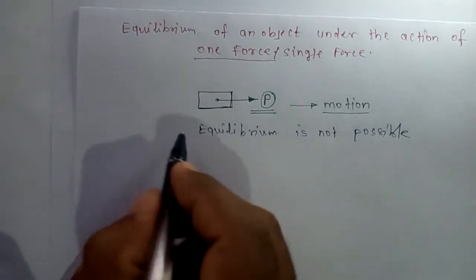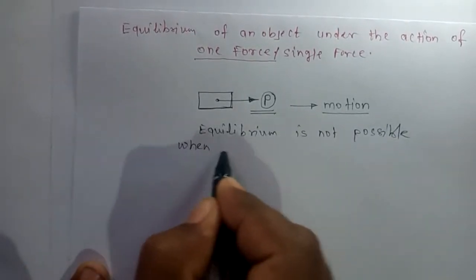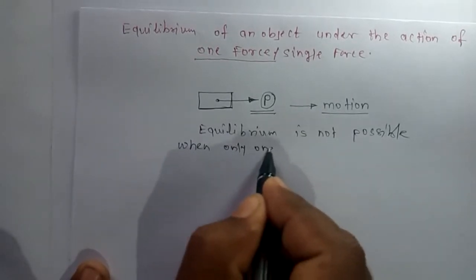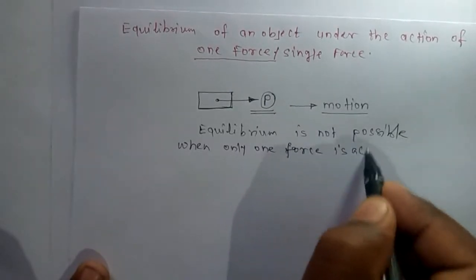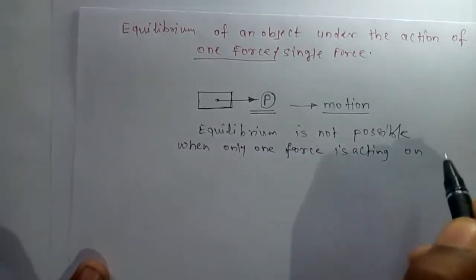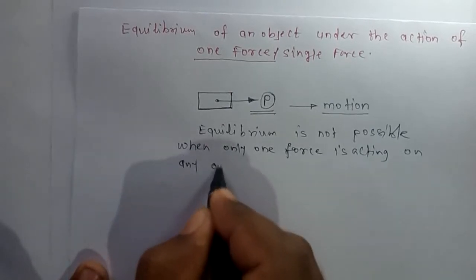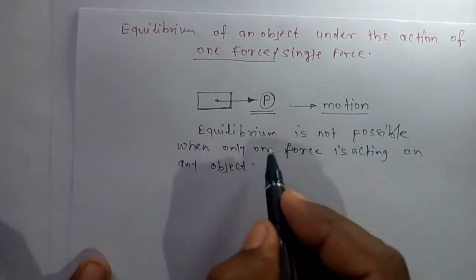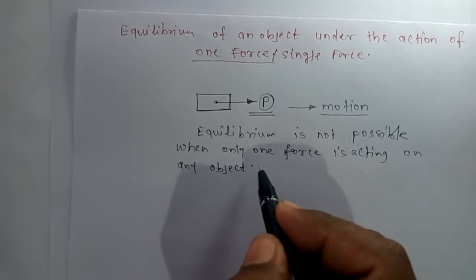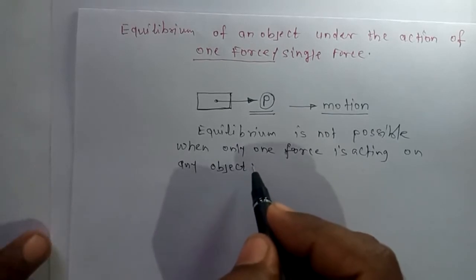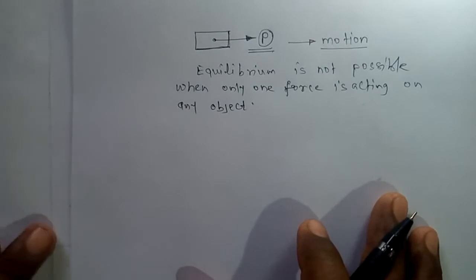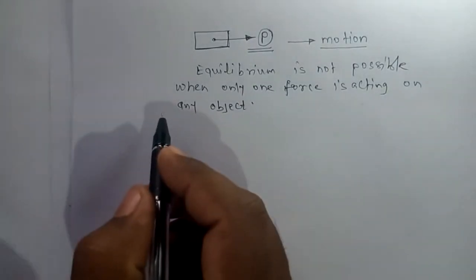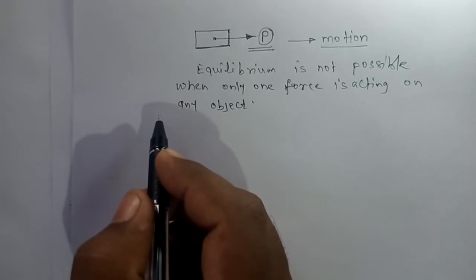Equilibrium is not possible when only one force is acting on any object. So for equilibrium, minimum two forces are necessary. With only one force, equilibrium cannot be obtained. So let us move towards the next point now, that is equilibrium of an object under the action of two forces.